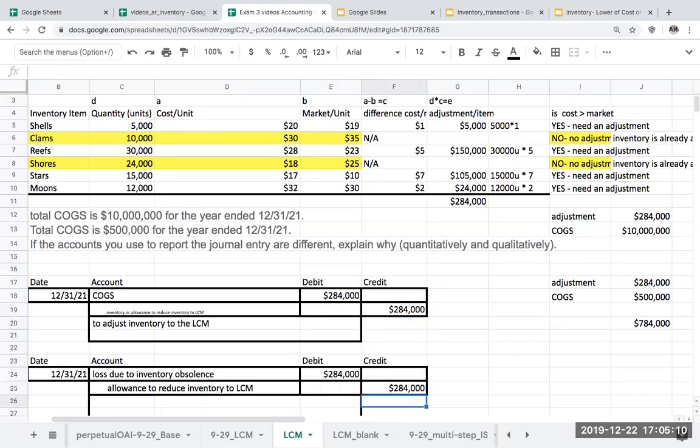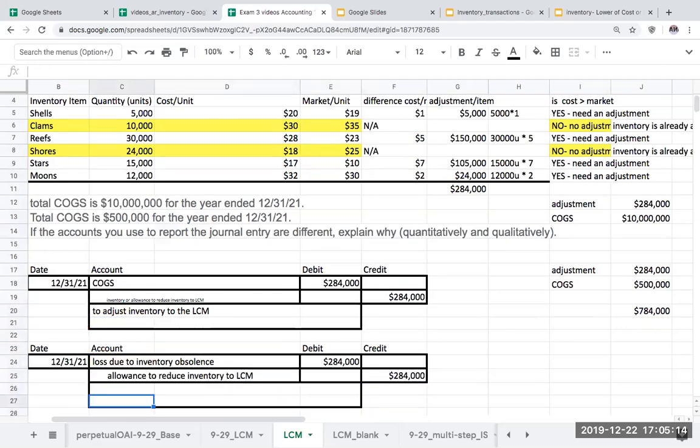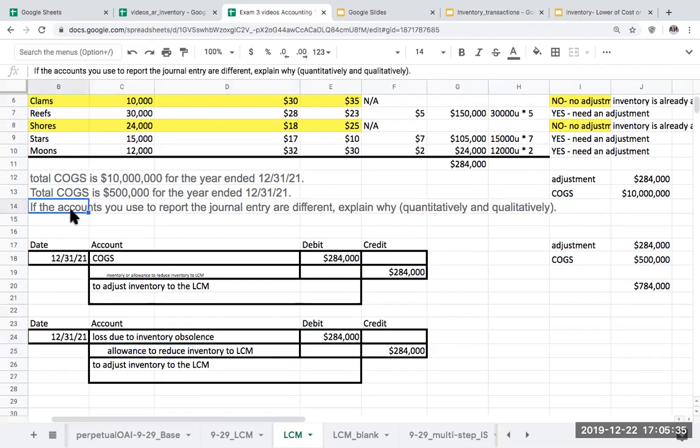And this is a really important distinction. And again, the description is going to be the same. The reason is that on the income statement, it's going from cost of goods sold, which is just a normal item being seen on a financial statement, down to an other income or expense item. And this is really why this is so important. This gets us to our last point here: if the accounts that you use to report the journal entry are different, explain why.